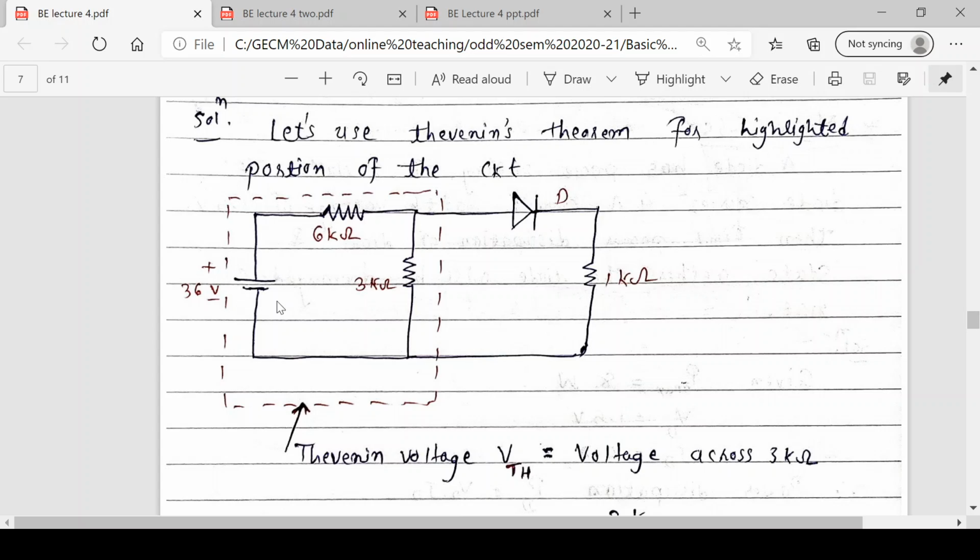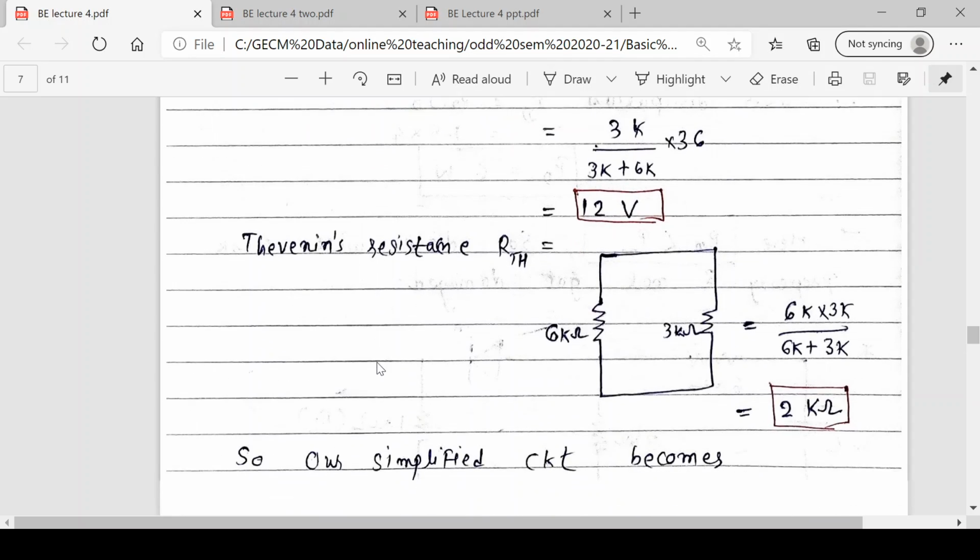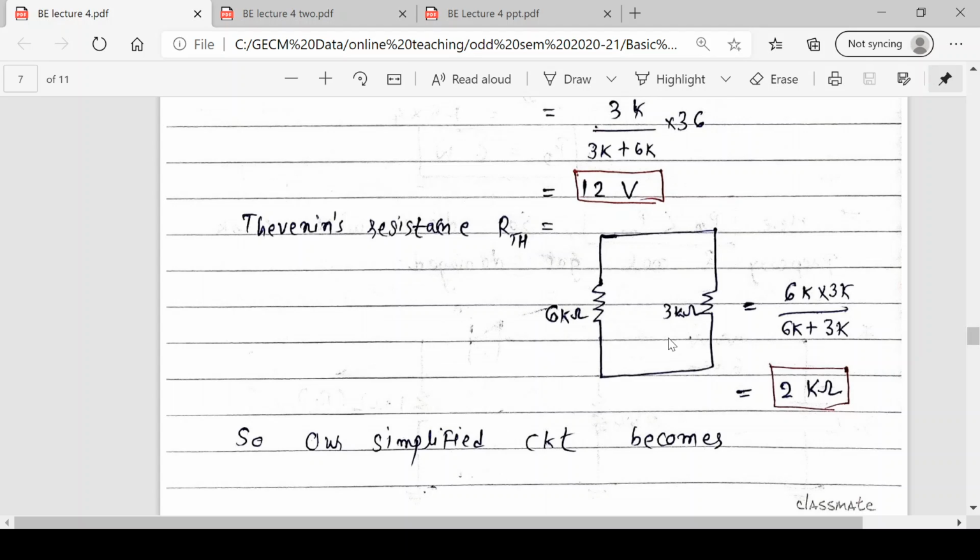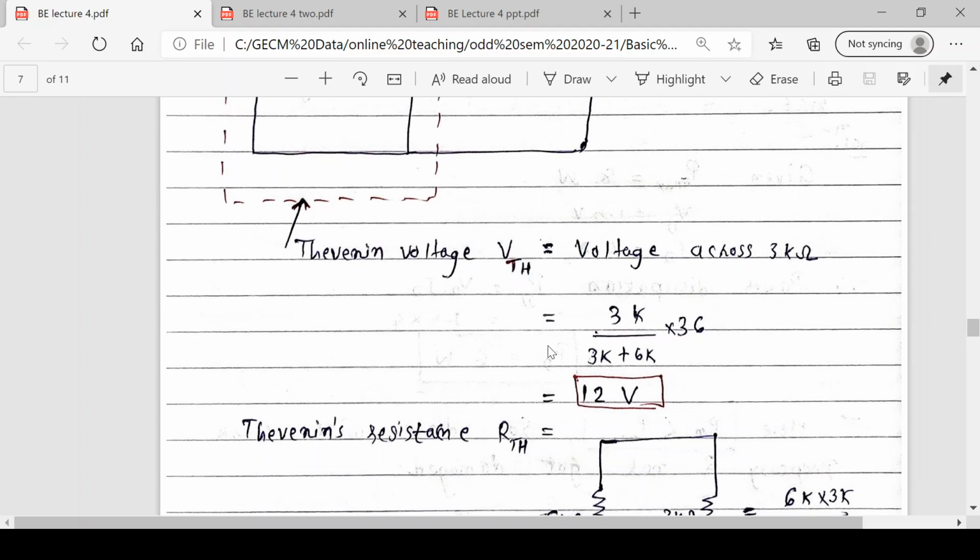So in this place, if there were a current source, we would have to open circuit it, but here it is a voltage source. So if you replace it by its internal resistance, it will be just replaced by a short circuit. So just imagine if I make it a short circuit, what will be left in the circuit? If I short it, there will be two resistances left. And what will happen to them? Both of them will come in parallel with each other, like this. So what will be their equivalent? 6K into 3K upon 6K plus 3K. Answer will be 2 kilo ohm. This is called RTH. So we get both the VTH and RTH.